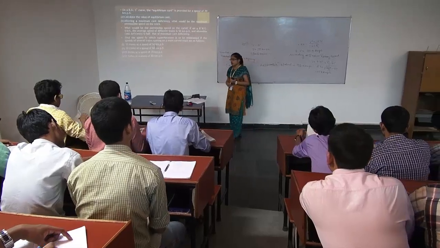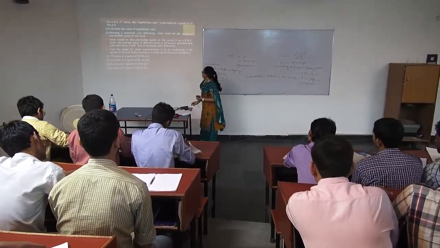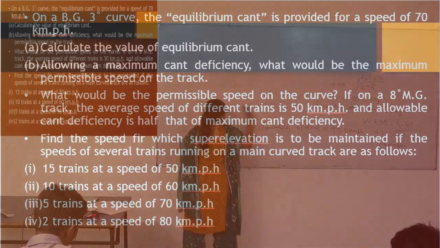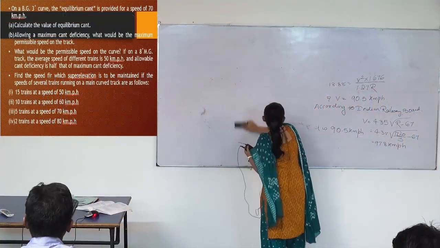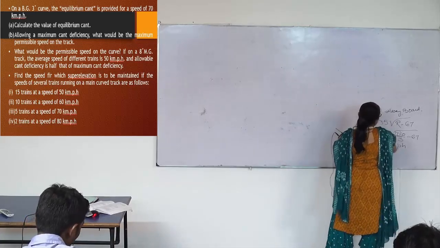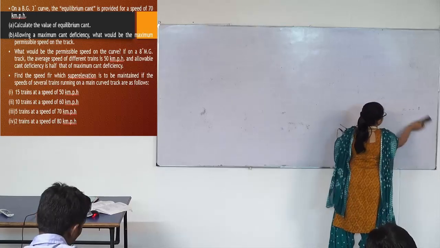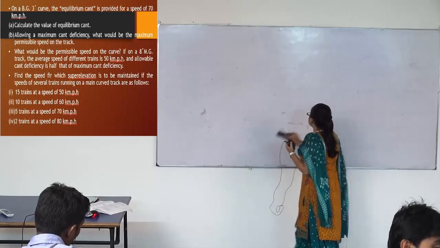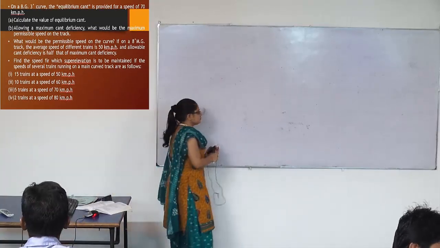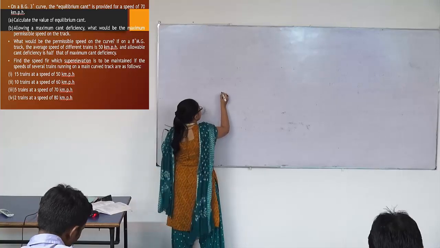Okay? So what you will be doing here? What is the question? You have to calculate the speed on the curve for a meter gauge track, and you have to find out the maximum allowable speed by taking the maximum cant deficiency. So what is the equilibrium cant? Find it out for meter gauge.